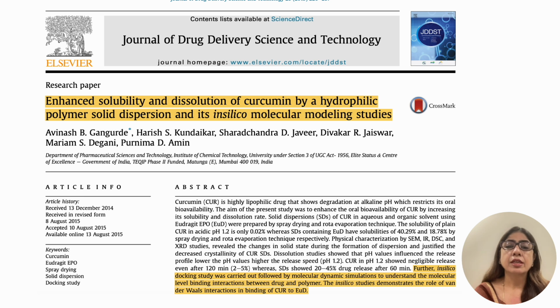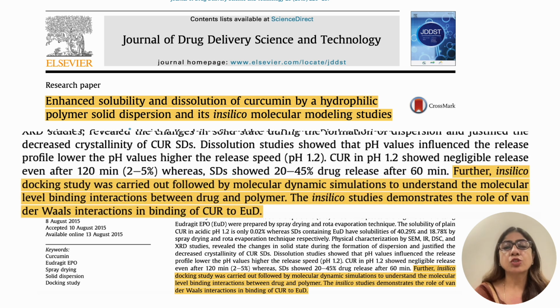Essentially, in this article, they prepared and characterized solid dispersions of curcumin with Eudragit EPO. Further, they evaluated these solid dispersions for their antioxidant activity and in vitro dissolution profile. During the evaluation, they reported that solid dispersions of curcumin have higher dissolution rates and increased antioxidant activity. As mentioned clearly in the abstract, they have used molecular docking and molecular dynamics simulations to understand the molecular level interaction mechanism between curcumin and Eudragit.